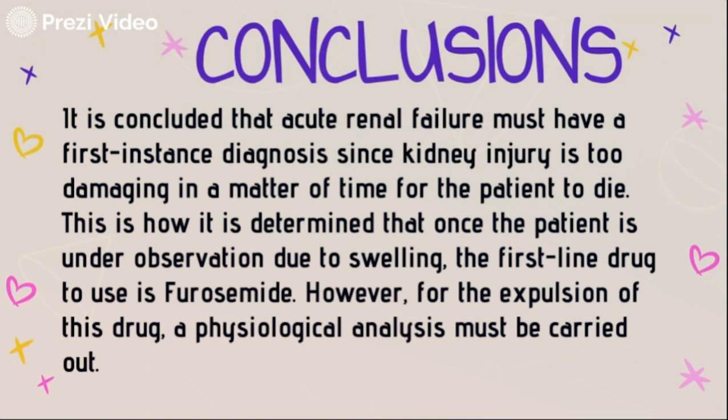Finally, we have the conclusion. It is concluded that acute renal failure must have a first instance diagnosis since the kidney injury is too damaging, and in a matter of time the patient may die. This is how it is determined that once the patient is under observation due to swelling, the first line drug to use is furosemide. However, for the expulsion of this drug, a physiological analysis must be carried out.